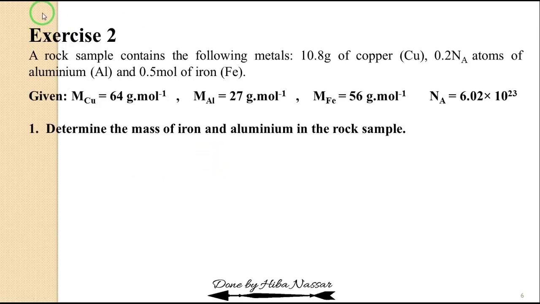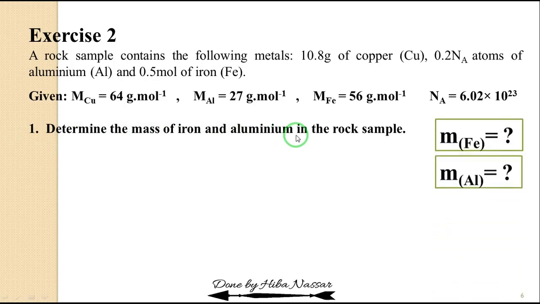Now moving to the second exercise, a rock sample contains the following metals: 10.80 gram of copper, 0.2 times the Avogadro's number atoms of aluminum, and 0.5 mole of iron. Given for you respectively the molar masses in gram per mole for copper 64, for aluminum 27, for iron 56, and you have the Avogadro's number. Question 1. Determine the mass of iron and aluminum in the rock sample.